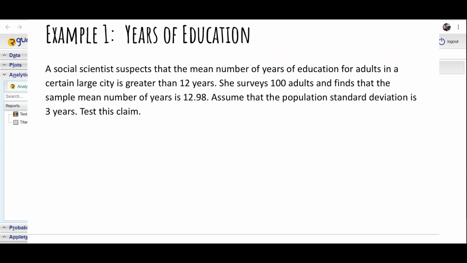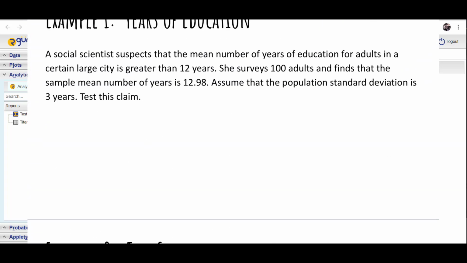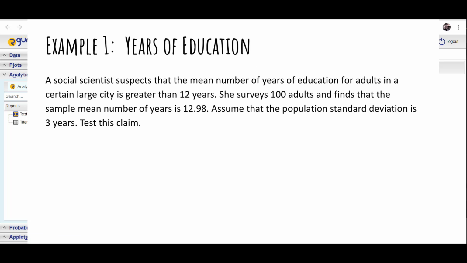So let's go back down here, and I have two examples that we're going to work through. Maybe not really quick, but we're going to work through two examples, and then that'll be it for this section. So, a social scientist suspects that the mean number of years of education for adults in a certain large city is greater than 12 years. She surveys 100 adults and finds that the sample mean number of years is 12.98. Assume the population standard deviation is 3 years. Test the claim.